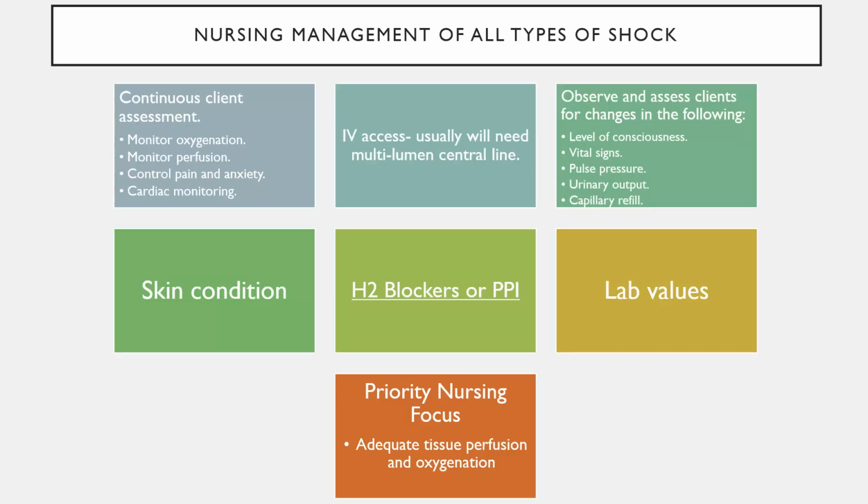You're going to look at their skin. Is it cool to touch? Is it a different color? Are they sweating? What's happening? Their lab values, especially their ABGs, their white blood cells, and their red blood cells, the hematocrit and the hemoglobin. And then don't forget your liver and kidney function. Priority nursing focus is monitoring tissue perfusion and oxygenation.